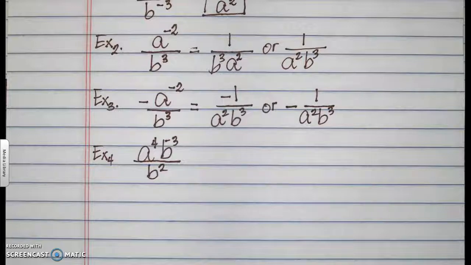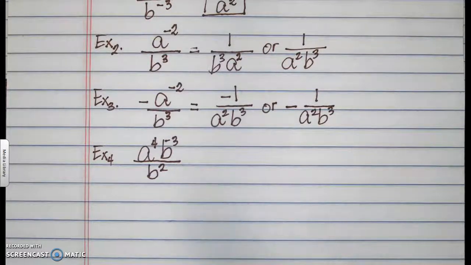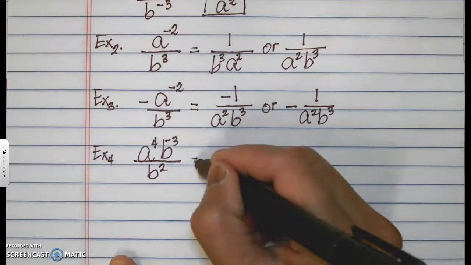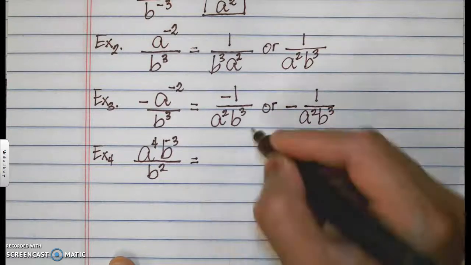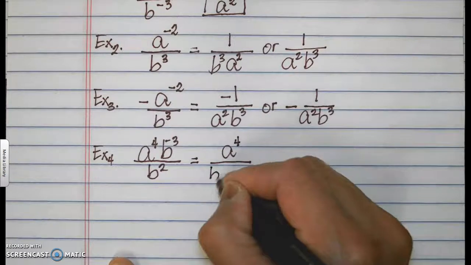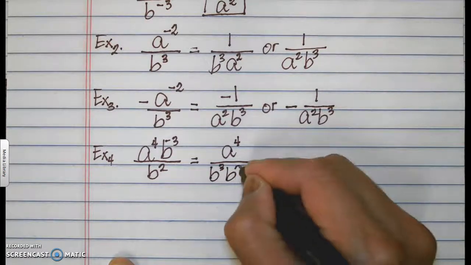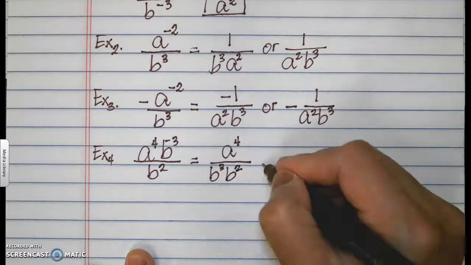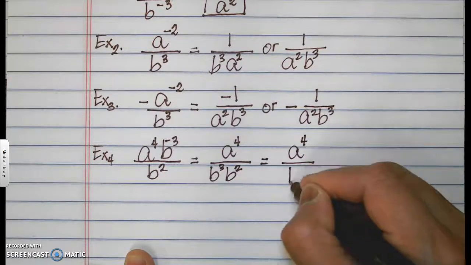Example number 4 is a to the fourth b to the negative 3 all over b squared. So when we look at this, the only power that's not permitted is the b that's in the numerator, because it has a negative power of negative 3. And so what's going to happen is we must move that. Everything else stays where they are, except that this moves down. So this will now become a to the fourth on top, b to the power of 3 now, because it will turn to a positive, and b squared has been there. We're not moving that because it's positive. Therefore, your final answer is going to be a to the fourth, b to the fifth.